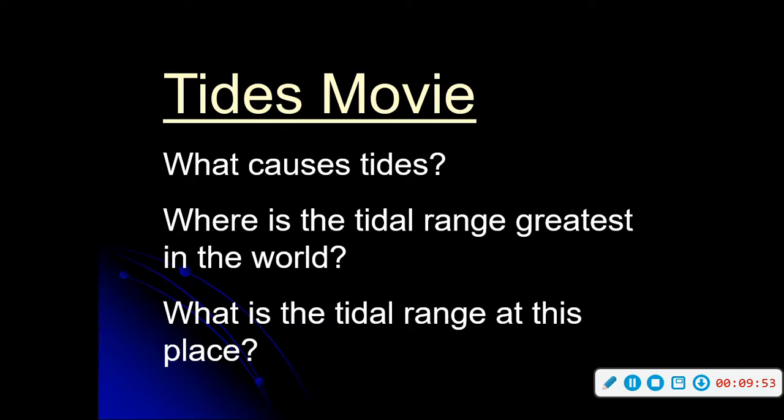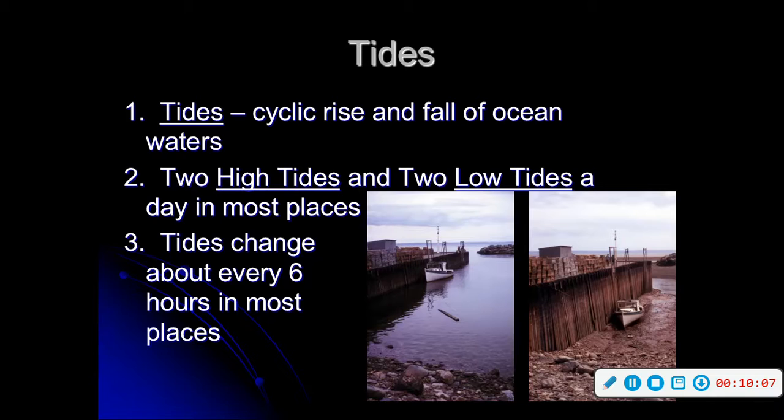Same thing with tides. I have a tide movie that I'll let you guys look at. And again, it's really cool. You can see the Bay of Fundy, which has the greatest tidal range in the world, around 50 feet, which is impressive. You'll see. But tides are a cyclic rise and fall of the ocean waters. And for most locations on Earth, it's 2 high tides, 2 low tides a day. It's around 6 hours. If you want to be exact, it's usually 6 hours and 13 minutes or so.